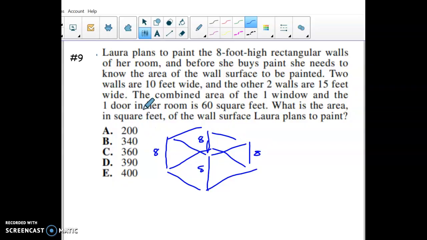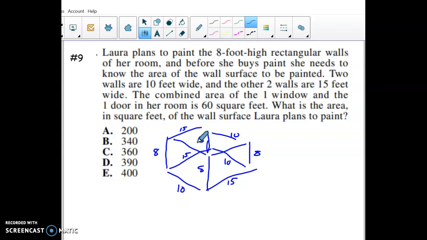Okay, and then it says 2 of the walls are 10 feet wide, so this would be like 10 feet and 10 feet, 10 feet and 10 feet up top there. So basically we have a couple 8 by 10 walls, right, for sure. And then the other 2 walls are 15 feet wide, so this would be like 15 and 15. Okay, and the combined area of a window, blah, blah, blah.